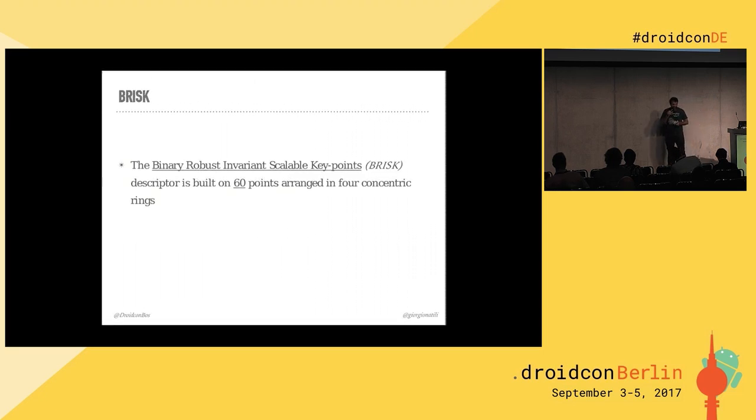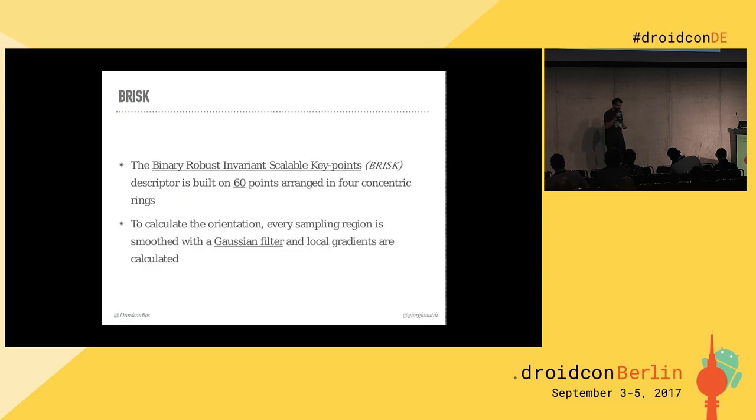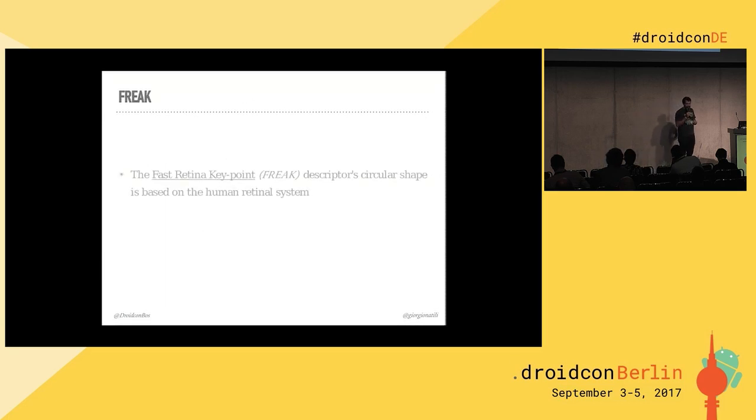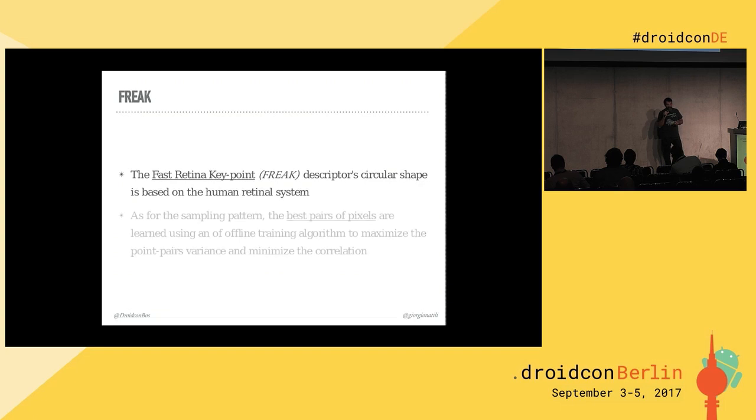BRISK stands for Binary Robust Invariant Scalable Keypoints. You get 60 points, and you arrange these points in concentric rings. It's very similar to how the human retina works. In fact, FREAK, the Fast Retina Keypoint, uses a circular shape and the same techniques as BRISK.